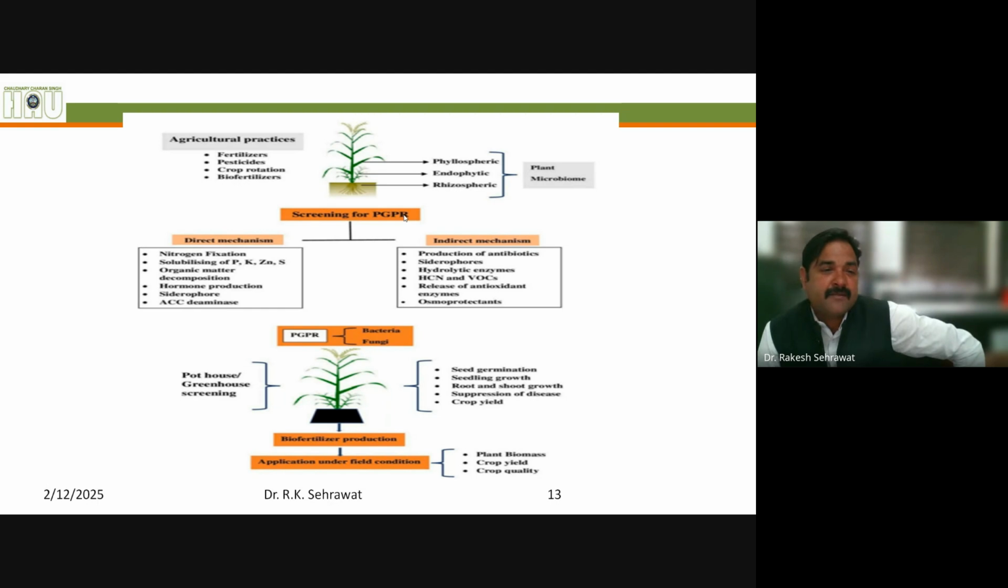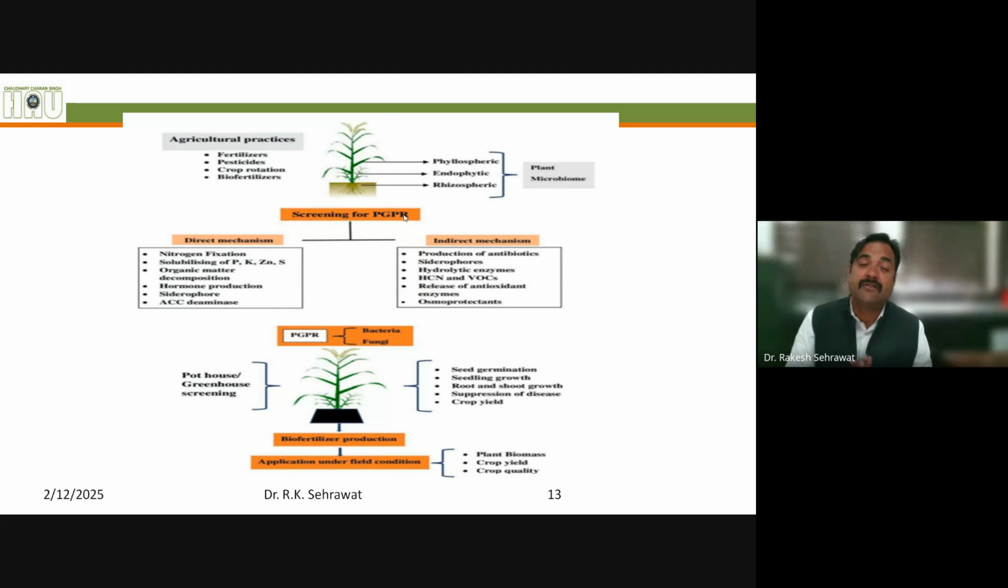Then siderophore comes in both conditions, direct as well as indirect mechanism. Then hydrolytic enzymes are there, HCN and VOCs are there, hydrogen cyanide and VOCs stands for volatile organic compounds. Volatile organic compounds actually suppress the pathogen population. The release of antioxidant enzymes is very important because these antioxidant enzymes lower down the reactive oxygen species, and the reactive oxygen species are usually secreted by the plant or the human being or all kinds of organisms under adverse conditions.